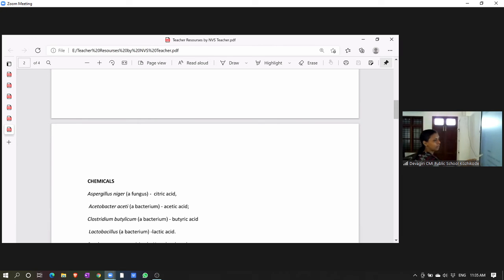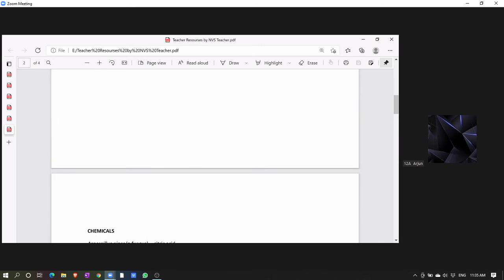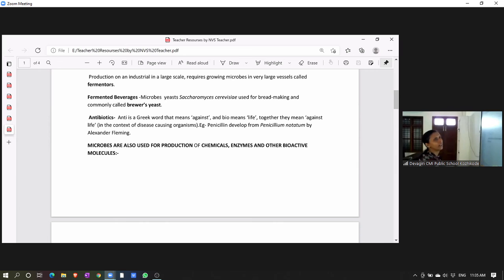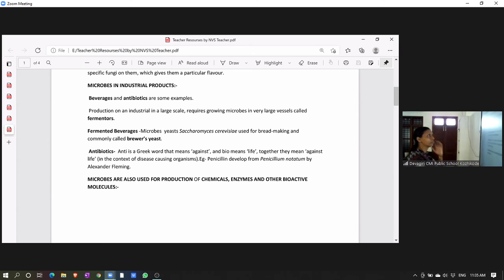Next heading, you write chemicals, and just look into your text. Okay, I'll just wait for 2 minutes. Those who have completed this heading, microbes are also used for production of chemicals, enzymes, and other bioactive molecules. Next heading, you write the heading as chemicals and write the name of the microbe and the acids. In bracket, you write whether it is a fungus or bacteria, everything.